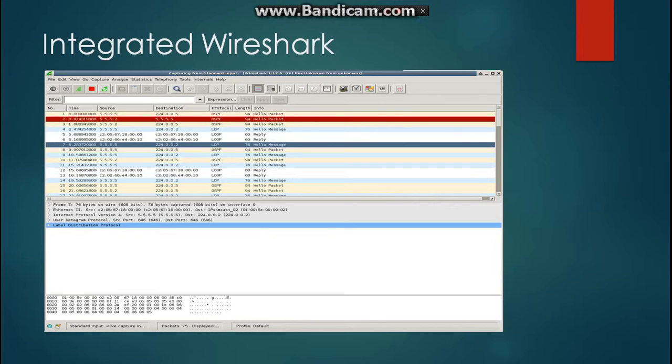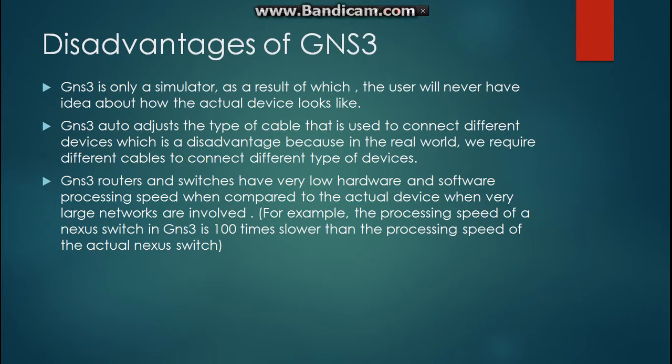So you can see that in the previous one, if we had used the OSPF routing protocol, the hello packets are being exchanged between the routers, and the echo request, echo reply, ICMPs, everything as shown in the figure. GNS3 has its own disadvantages as well.